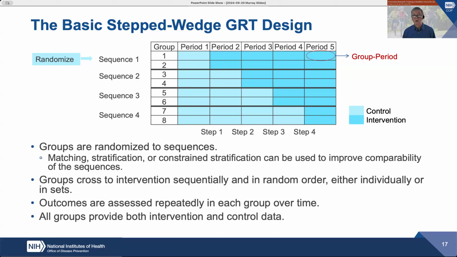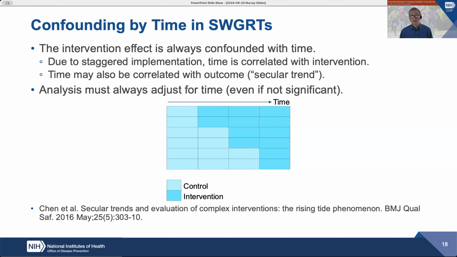You can see that each group provides data under both intervention and control. And that means that if it's a cohort, each participant provides data under intervention and control. If it's cross-section, they're only providing 1 data point, and it may be intervention, it may be control. Time is quite confounded with the intervention in stepped wedge designs. This is always true, and it's because of the staggered implementation. Nobody's in the intervention at the beginning, everybody's in the intervention at the end. It's essential that you adjust for time in any analysis of a stepped wedge design.